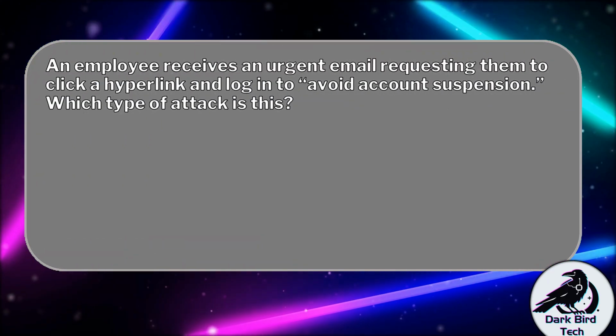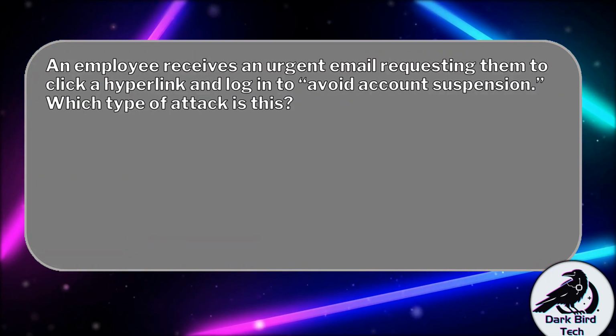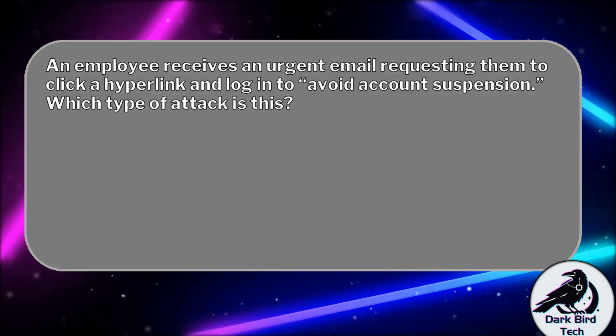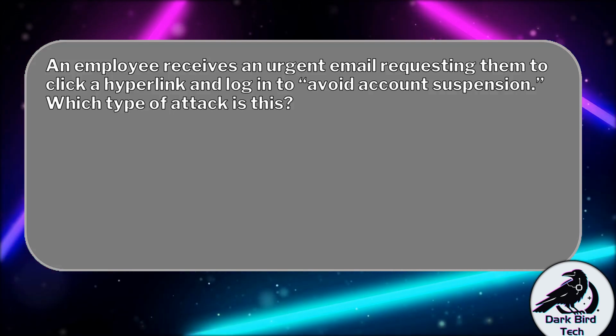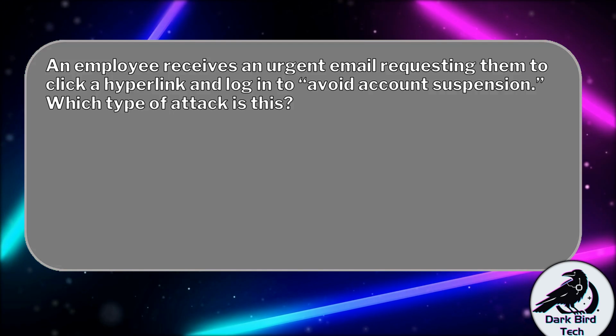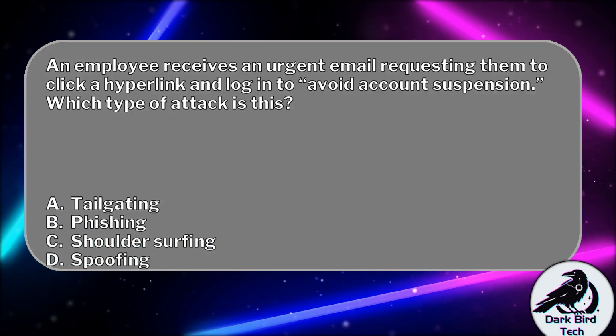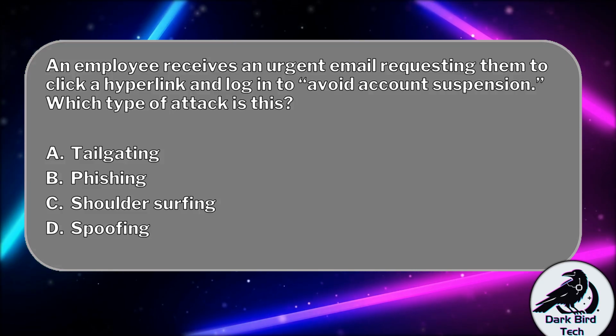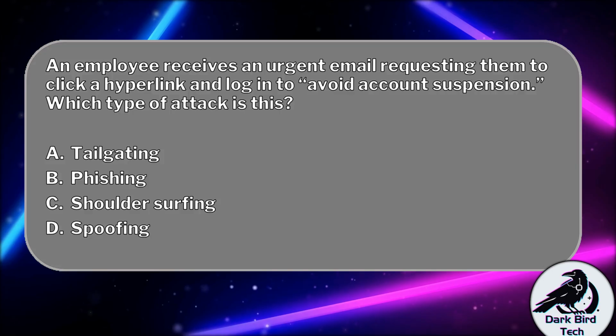An employee receives an urgent email requesting them to click a hyperlink and log in to avoid account suspension, in quotation marks. Which type of attack is this? If you're thinking social engineering, I'm happy you're thinking that, but let's see what options we have. Tailgating, phishing, shoulder surfing, and spoofing. All four of these technically fall under the umbrella term of social engineering.